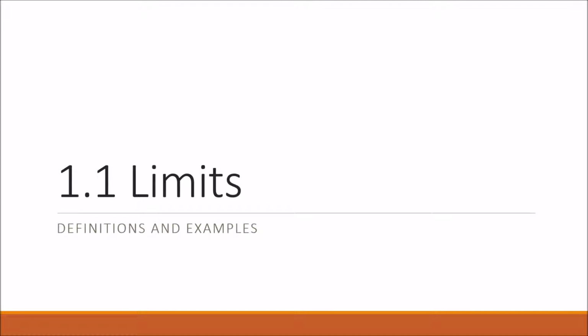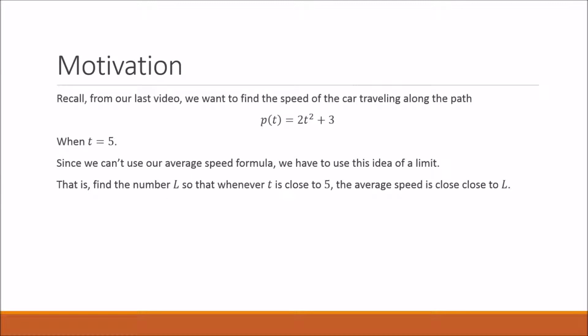Today we're going to look at limits, the definition, and some examples. Recall from our last video, we want to find the speed of a car traveling along the path p of t is 2t squared plus 3, when t was equal to 5. We discussed that we were able to find the average rate of change between t equals 5 and t equals 10, but we weren't able to find the speed when t was equal to 5. That is, we weren't able to find the instantaneous rate of change. So since we couldn't use our average speed formula, we had to use the idea of a limit.